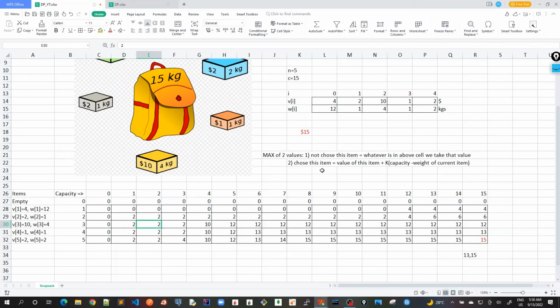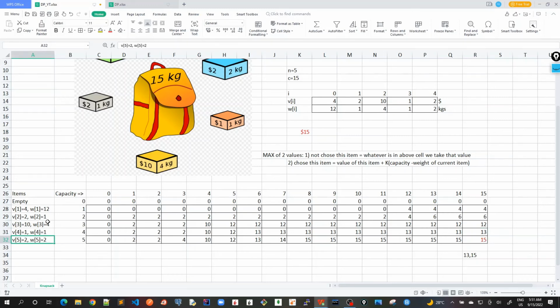If we don't choose this item or we choose this item, we came up with this algorithm. So again, this will just give me the maximum value possible. And if we want to know what are the items which were chosen, it's a 0-1 knapsack problem. So again, just based on this algorithm, we can see that if this value is the same as the above cell, it means that we are not choosing this item, because this is our first condition. If we don't choose this item, whatever is in the cell above, we take that value. So if this value is the same as the above cell, it means that we have not chosen that item.